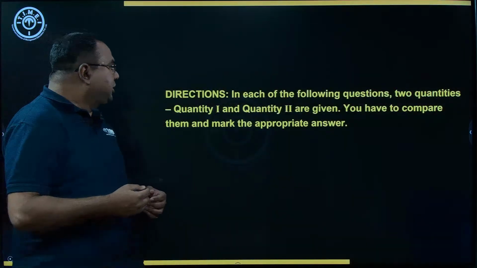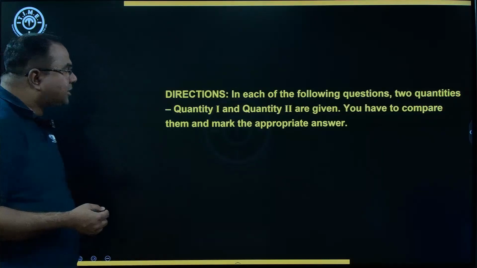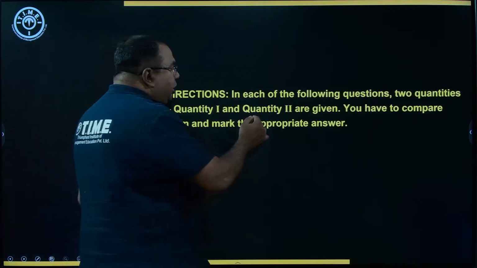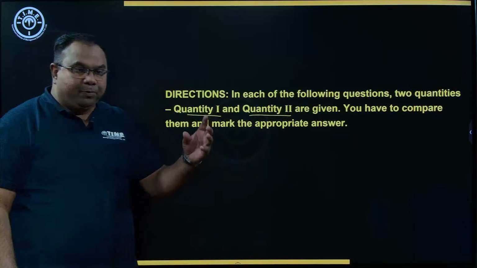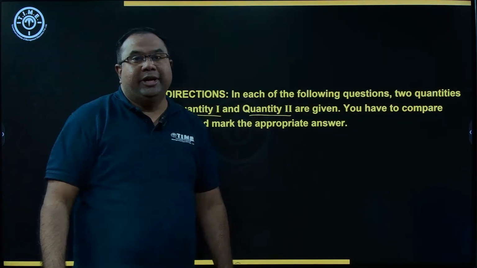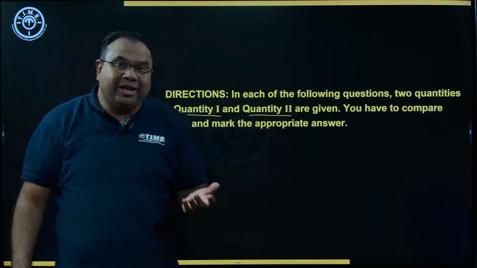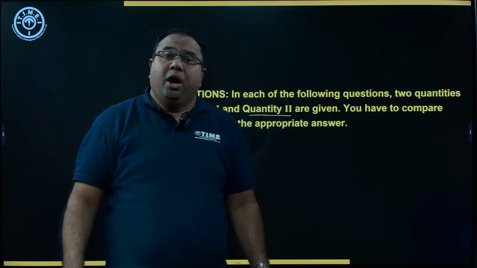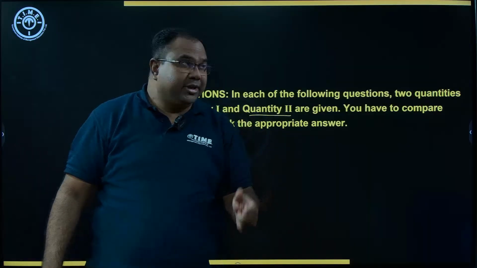In each of the following questions, two quantities, quantity 1 and quantity 2, are given. You have to compare them and mark the appropriate answer. So you have to compare quantity 1 and quantity 2 and establish a relation between Q1 and Q2. Is quantity 1 greater than quantity 2, or equal to quantity 2, or greater than or equal to, less than or equal to, or no relation can be established. Depending on the directions, we need to choose our option, right?